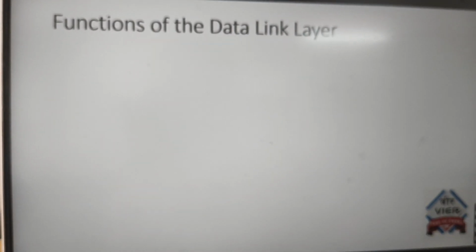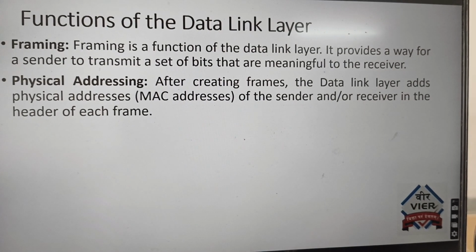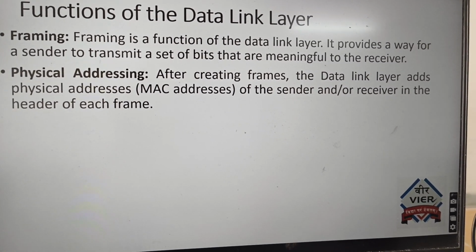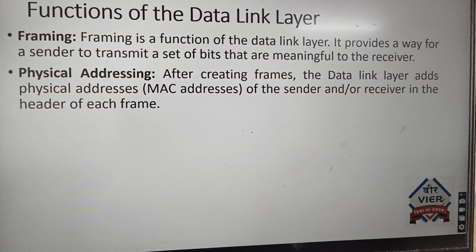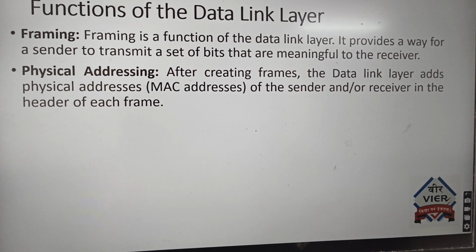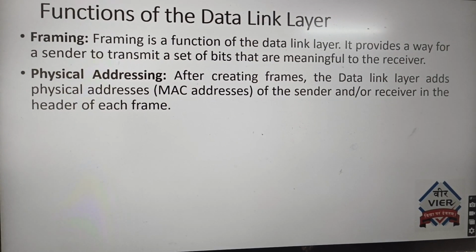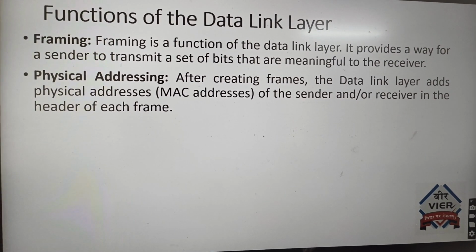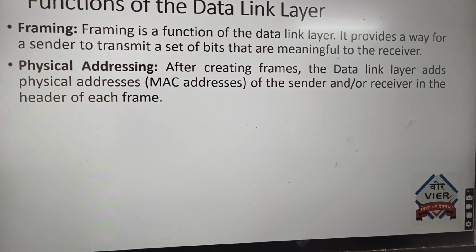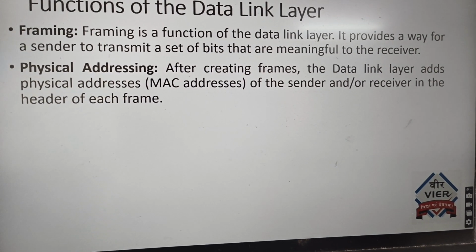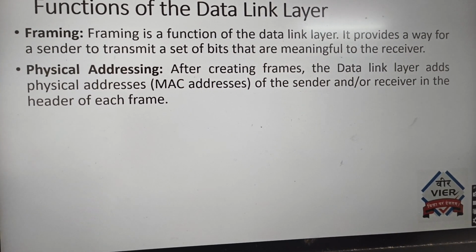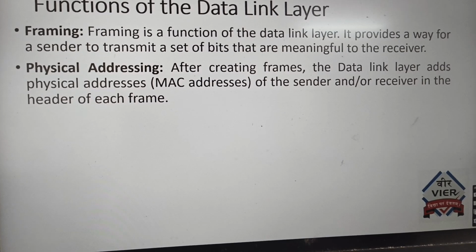Now the functions of the data link layer. The first one is framing. Framing is a function of the data link layer. It provides a way for the sender to transmit a set of bits that are meaningful to the receiver. The second function of the DLL is physical addressing. After creating frames, the DLL adds the physical address of the sender or receiver in the header of each frame.